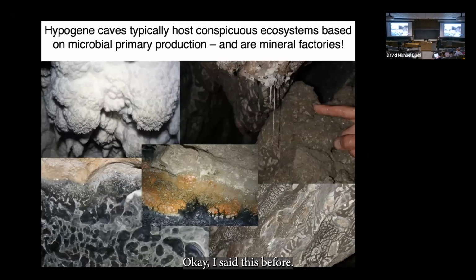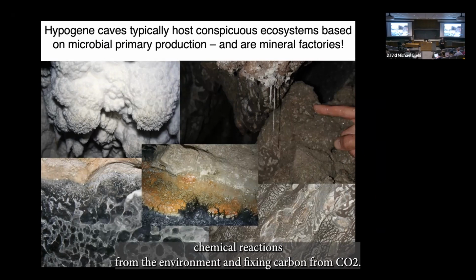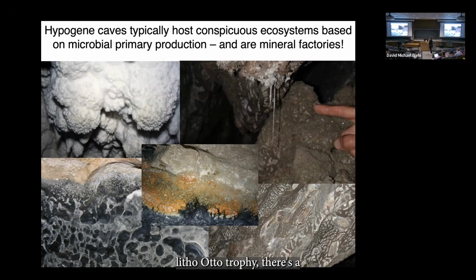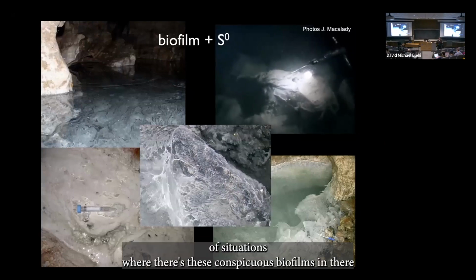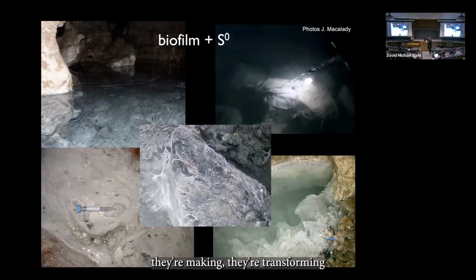Okay, I said this before, hypogene caves typically host these very conspicuous, not cryptic, very conspicuous microbial ecosystems. They're based on lithoautotrophy, or harvesting chemical reactions from the environment and fixing carbon from CO2, but in the dark. Lithoautotrophy. And so these are all pictures from that one cave that I gave as an example, where we go often. So these are just examples of situations where there's these conspicuous biofilms, and they're transforming chemicals into minerals in some cases.